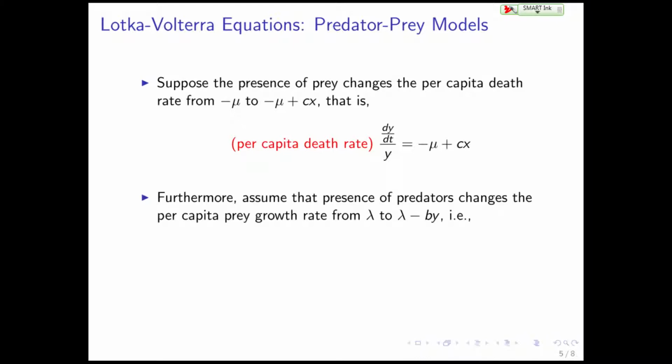Now we're going to assume that in the presence of predators, the per capita growth rate of prey changes from a positive constant lambda into a quantity that is also a function of the size of predators. So it changes from lambda to lambda minus by. In other words, this ratio, dx/dt divided by x, is now equal to lambda minus by.